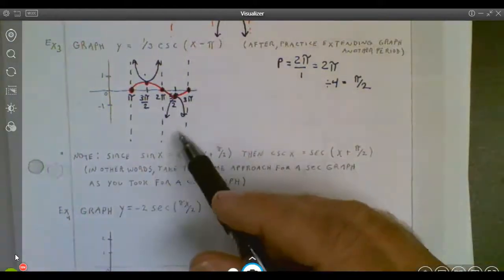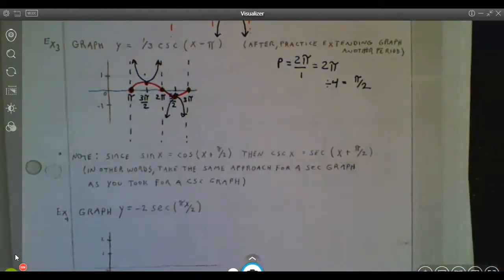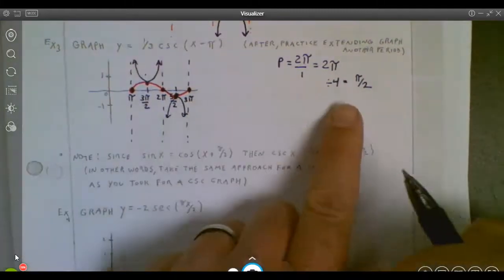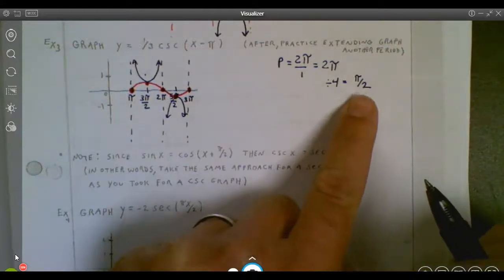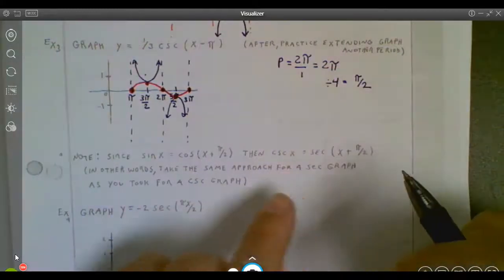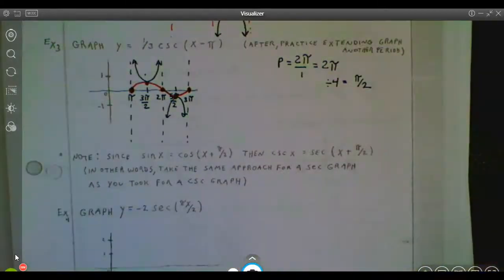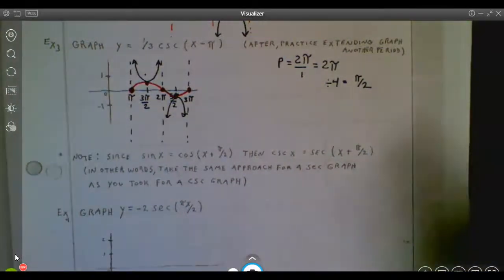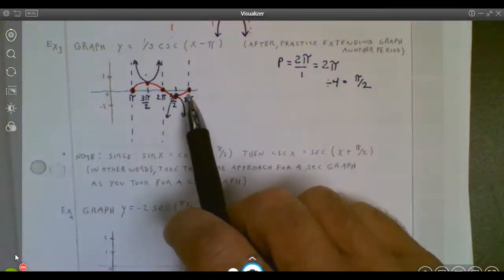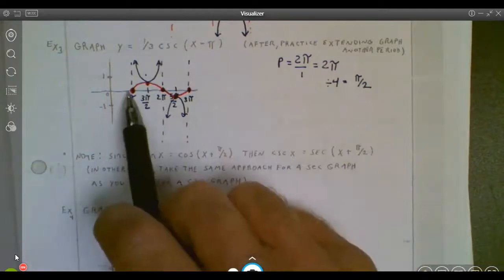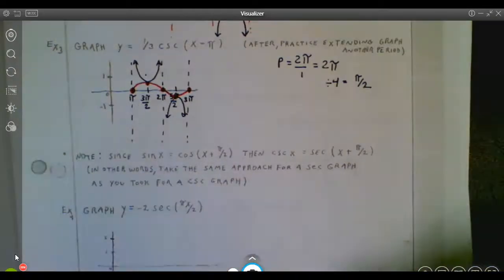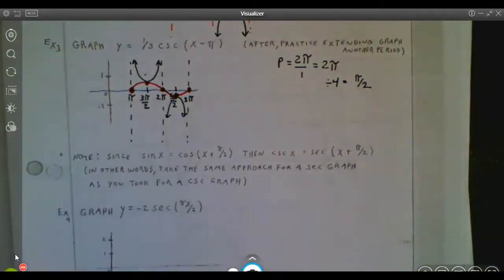What if I wanted to extend it for more than one period? What if the directions say graph for 2 periods or 3 periods? How do we keep it going? Well, real simple. I just keep going with the process. I'm counting by pi over 2. That's one of the reasons I like this method, because it's easy for me to extend it in either direction. I can keep adding pi over 2 as much as I want, or subtract pi over 2 as much as I want.